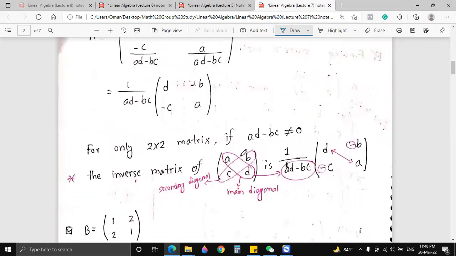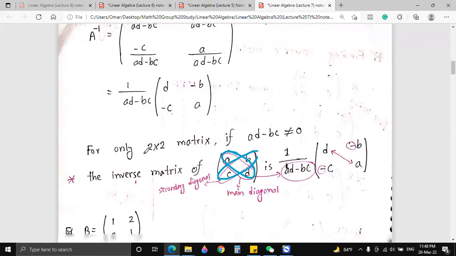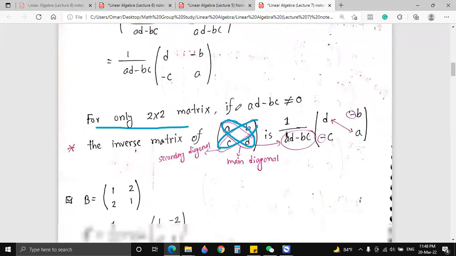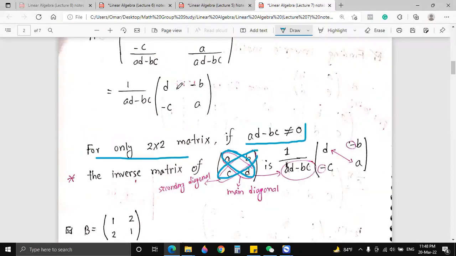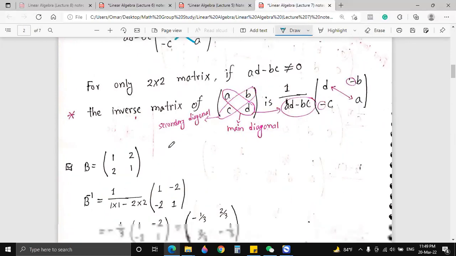But okay, so this is the main diagonal, you see, and this is the secondary diagonal. For only a 2 by 2 matrix, if AD minus BC is not equal to 0, then we can find the inverse matrix this way. Okay, so there is a shortcut for a 2 by 2 matrix. Using this formula you can find the inverse matrix, but maybe only for 2 by 2, so a small formula. Anyways, we can continue.